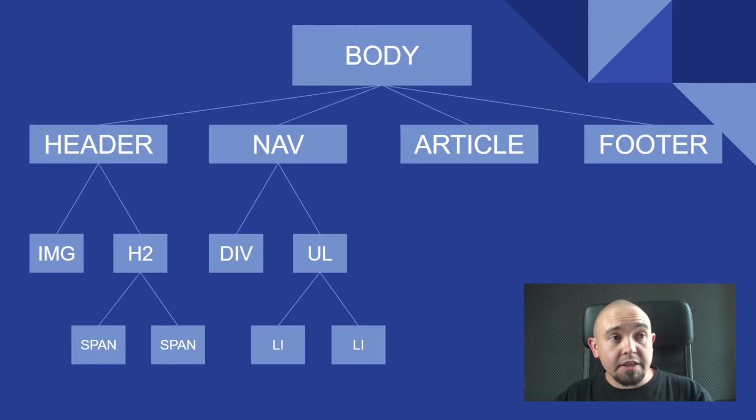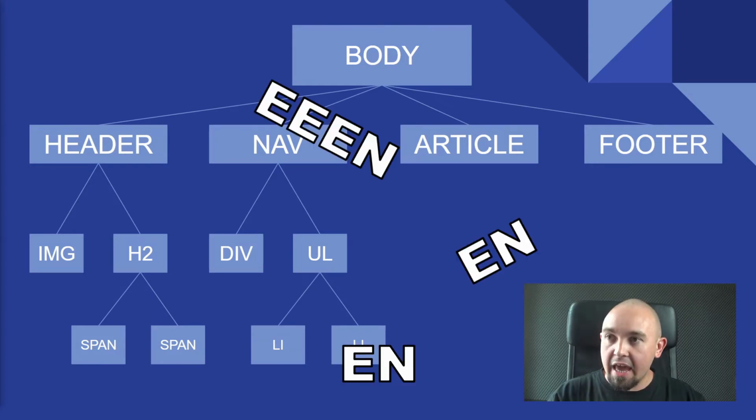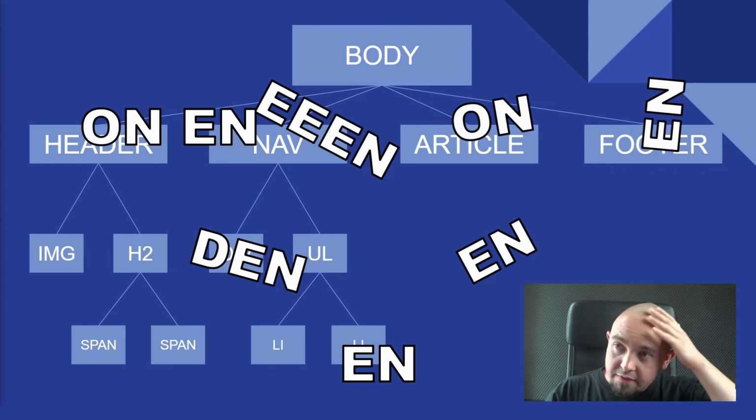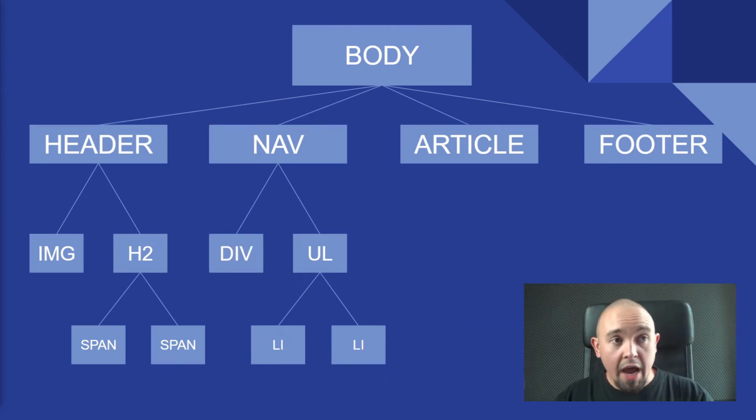And now you can see the tree model of our body tag. So the body tag is the trunk of a tree in this example, and it branches to 4 equally important elements: header, nav, article, and footer. Each of these elements can also branch to other elements as well. So we can see that in our header we have an IMG and H2 tag, and in our navigation we can have a div tag and unordered list, which can be branched to its list elements, etc.